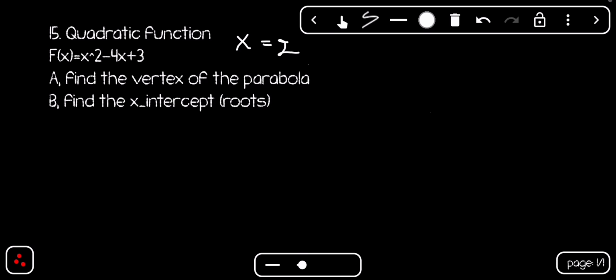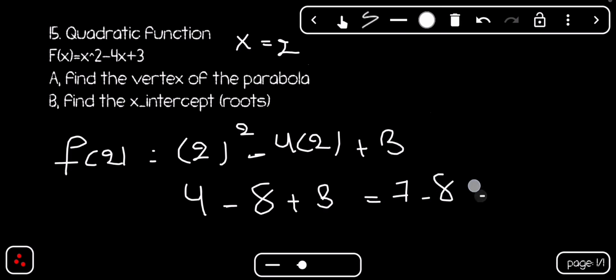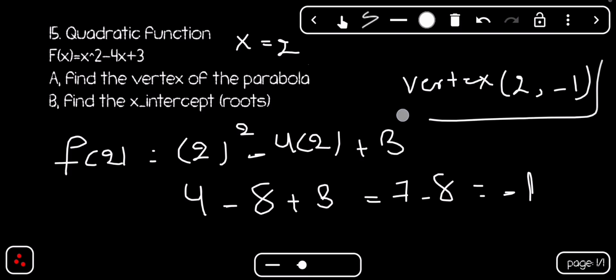Now you have to put the 2 inside the equation. F of 2 is equal to 2 to the power of 2 minus 4 times 2 and plus 3. So we have 4 minus 4 times 2, which is 8, plus 3. So we have this one and this one will be 7. 7 minus 8 is equal to minus 1. So our vertex is 2 and minus 1. This is for the option A. And let's go and solve the option B.